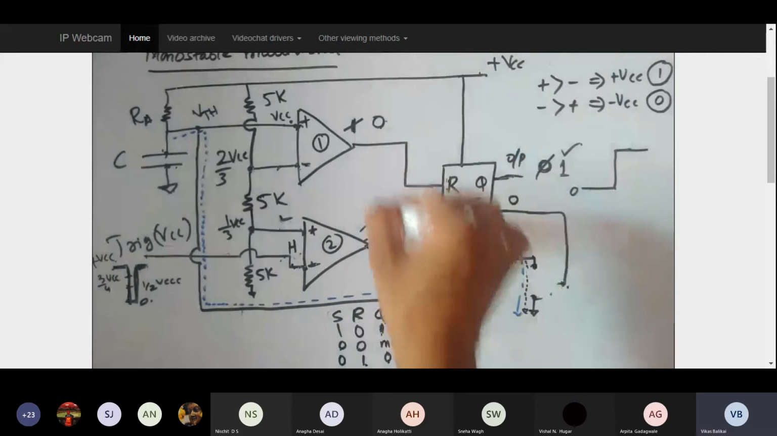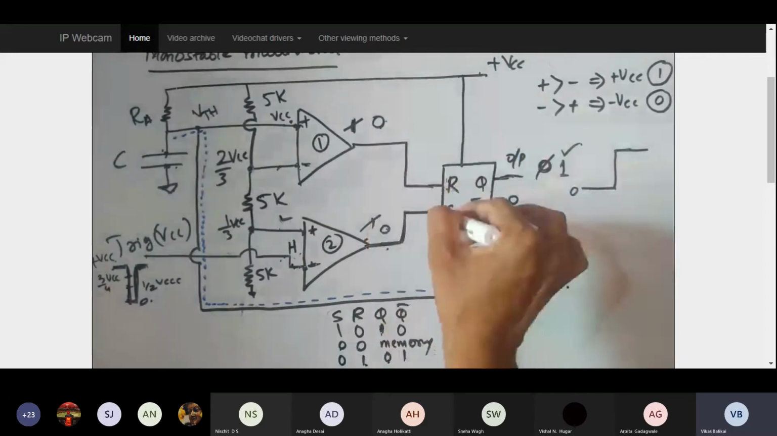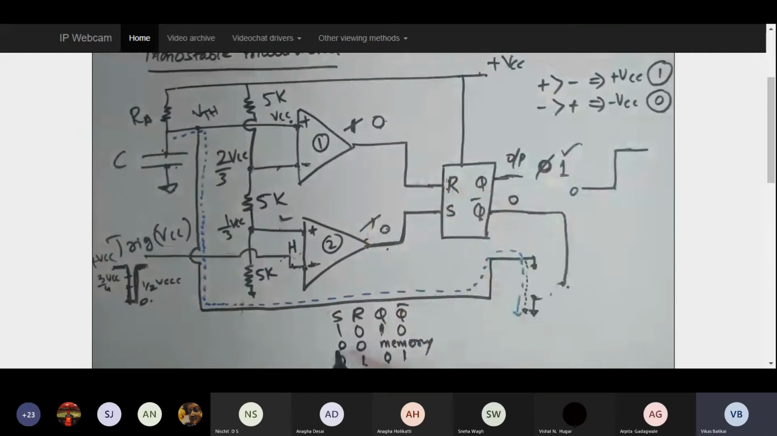That in turn makes S equal to 0, R equal to 0. So the moment S and R are held at 0 0, what does that mean? That means it is a memory state, which means it is going to retain the previous state only. So this state continues.